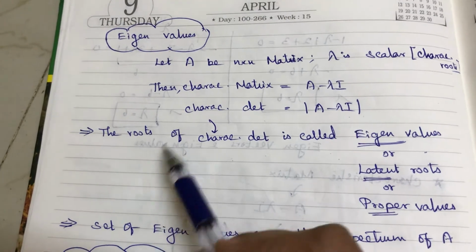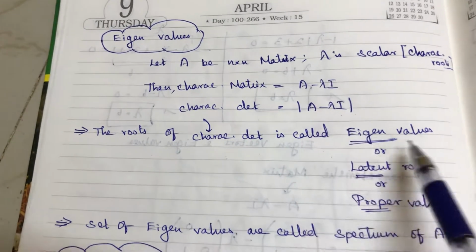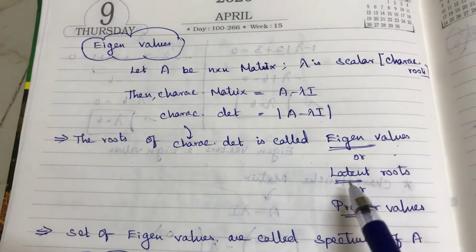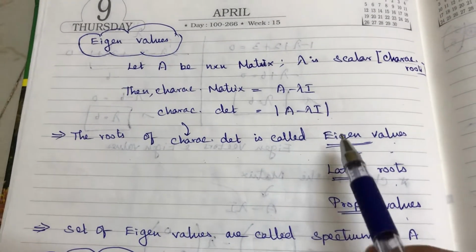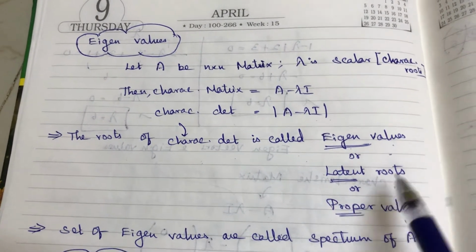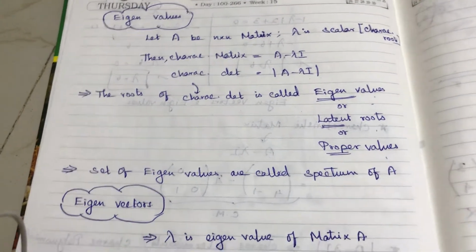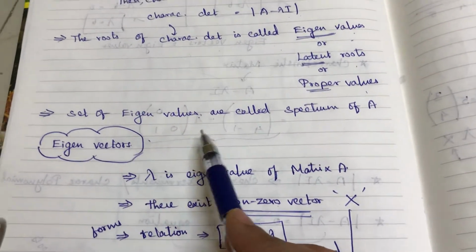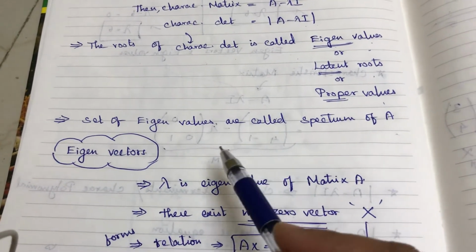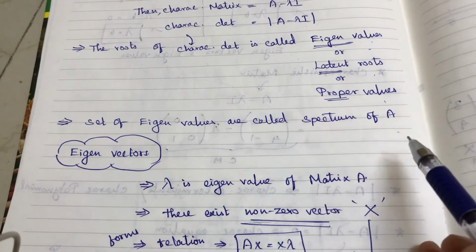We need to find the roots for this determinant value, like we find the roots for lambda. These roots are known as eigenvalues, latent roots or proper values. Eigen means proper, so proper values, eigenvalues. Since we are forming the roots, latent roots. So eigenvalues have two more names here. The set of eigenvalues is called the spectrum of A, meaning if we find three or four eigenvalues, there is a set.